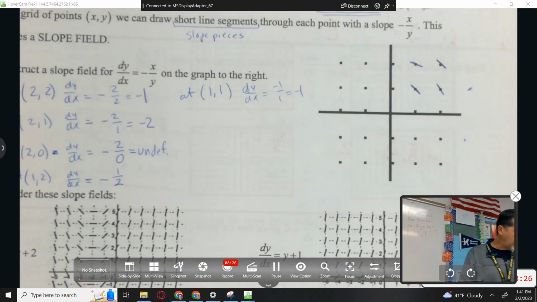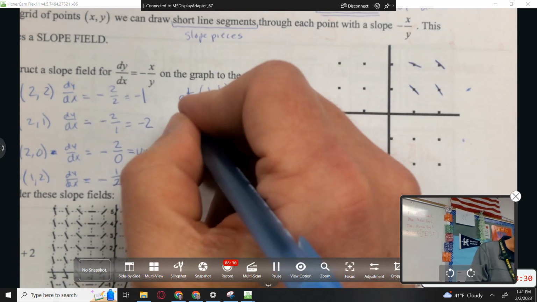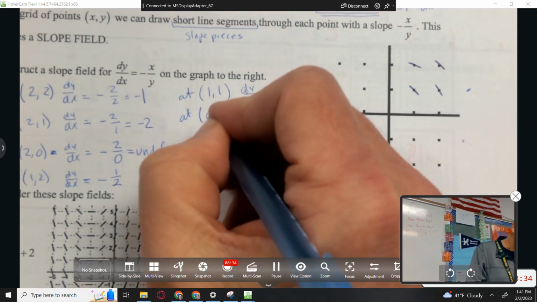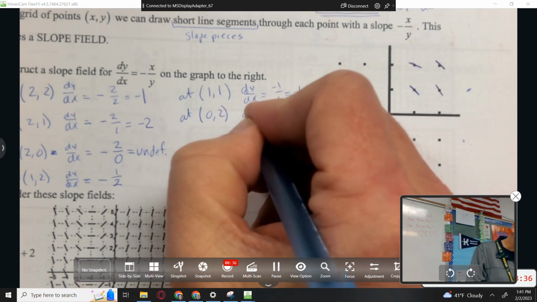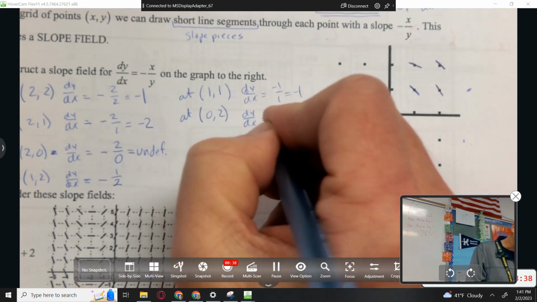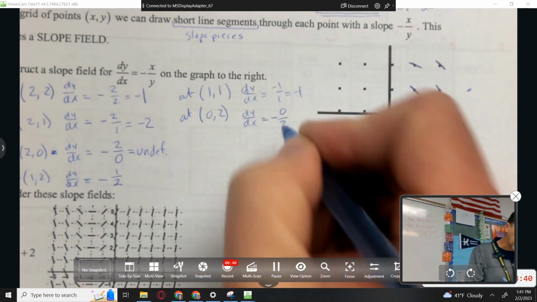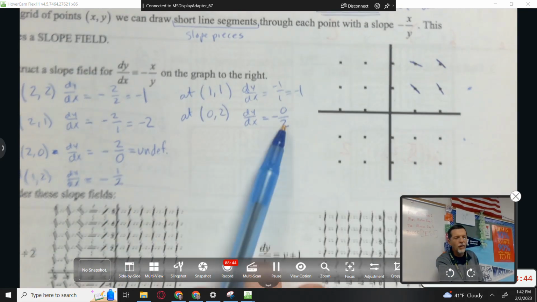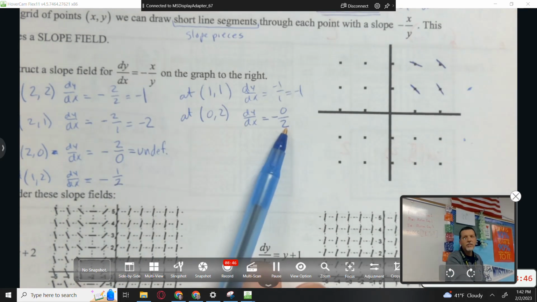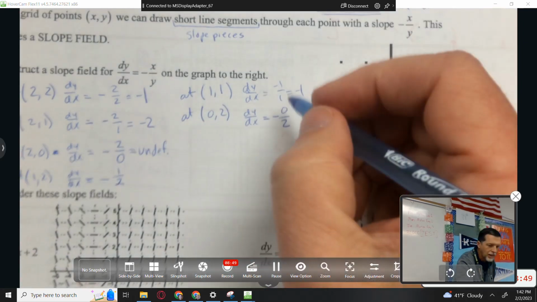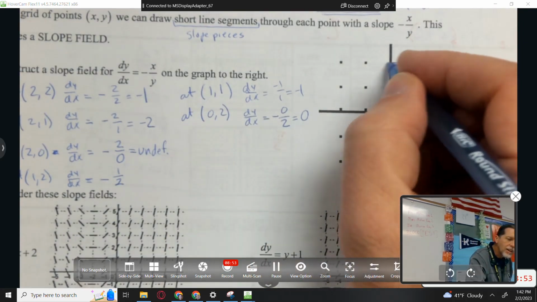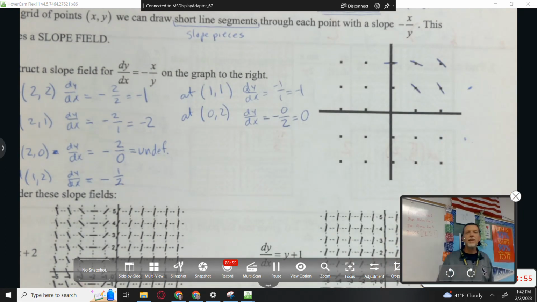Let's see, where do we want to go next? I guess let's keep working our way toward the left here. So let's do at 0, 2. So negative 0 over 2. 2 over 0 was undefined. 0 over 2 is 0. We still have plenty of pre-cal students who don't know that. Hopefully none of you are in that category.